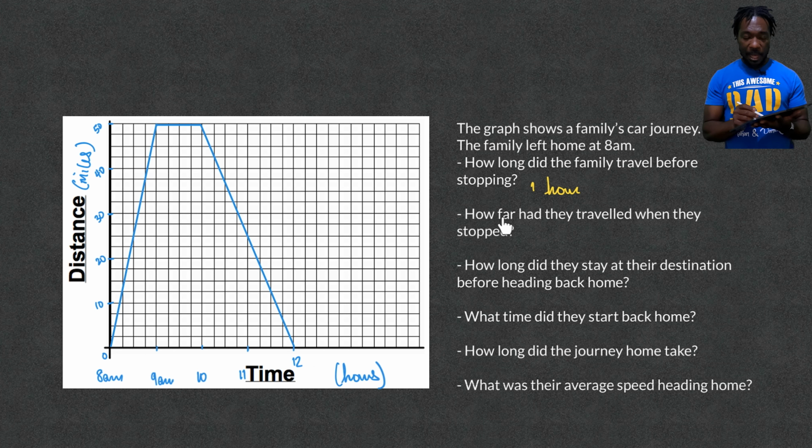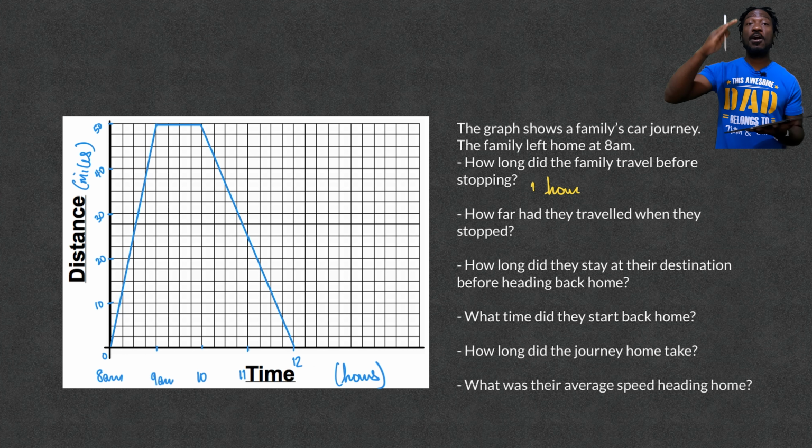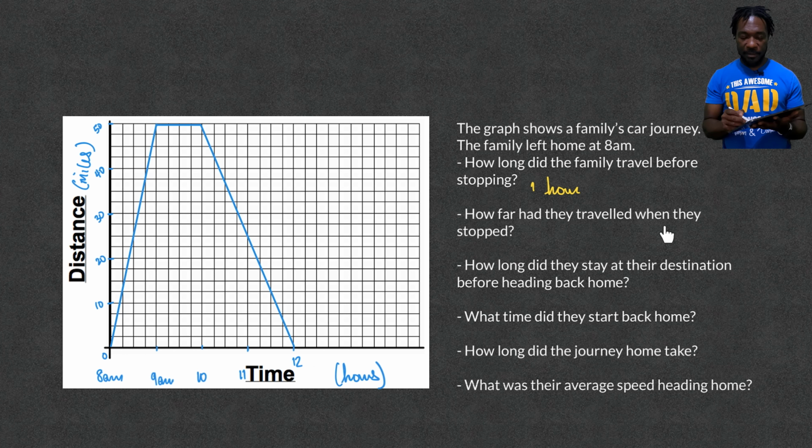Then it says, how far means distance. How far have they traveled when they've stopped? So you can see they traveled and then they stopped there, and home was 0 and they're 50 miles away. So therefore they traveled 50 miles.